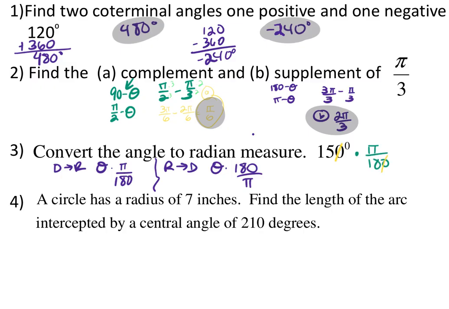I cancel out my zeros. I can divide both of those by 3. This would be 5 and 6. So I get 5 pi over 6. Questions on that one? Okay.